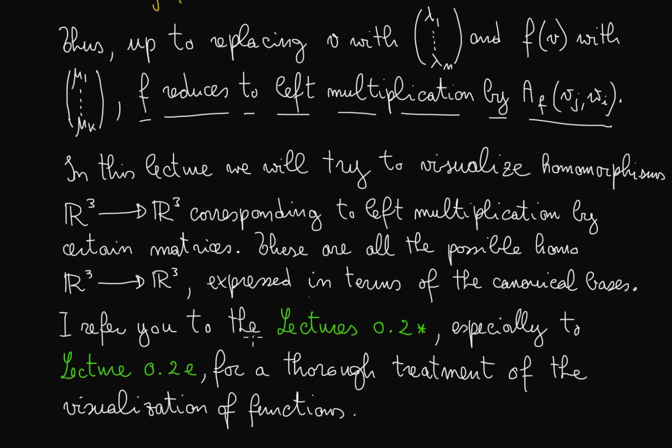I refer you to the lectures of the series 0.2 star, where star stands for certain letters A, B, C, D, E, up to E, especially to lecture 0.2e for a thorough treatment of the visualization of functions. This last lecture of the series deals with the visualization of functions from R squared to R squared, for which we cannot draw the graph. Therefore, we have to settle with the visualization of something less exhaustive than a graph of a function.